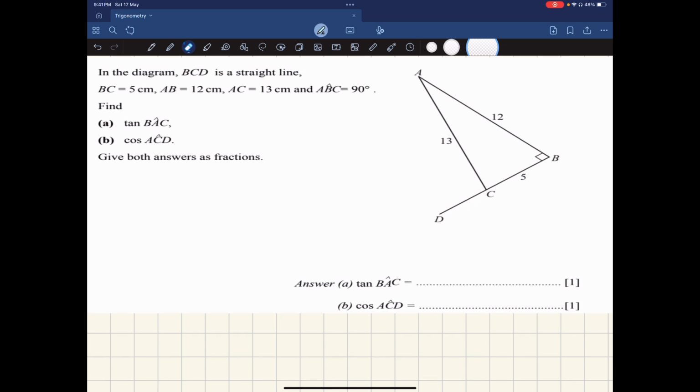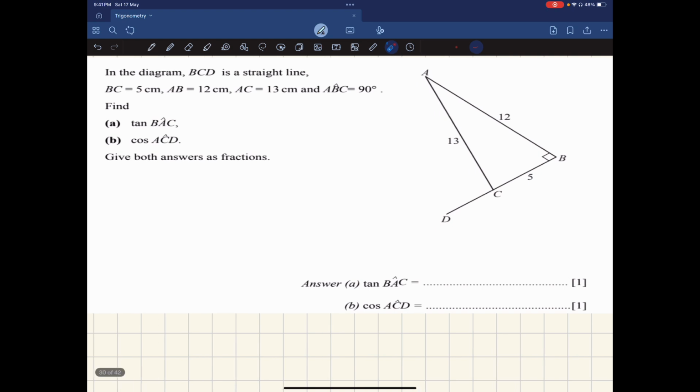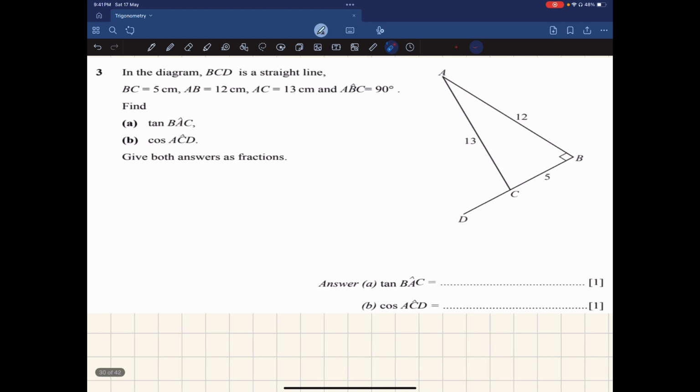Okay, so this is a past paper question. In the diagram, BCD is a straight line. BC is 5 centimeters, AB is 12 centimeters, and AC is 13 centimeters. In triangle ABC, angle ABC is 90 degrees. Okay, it doesn't look like a 90-degree angle, but it is a 90-degree angle, so be sure of it because it has been stated clearly in the question. Now they're asking you to find the tan of BAC.